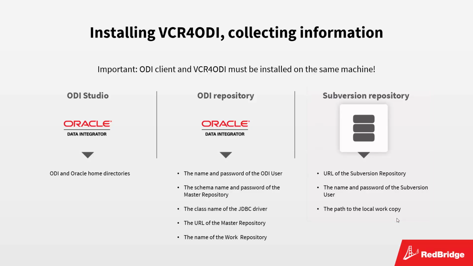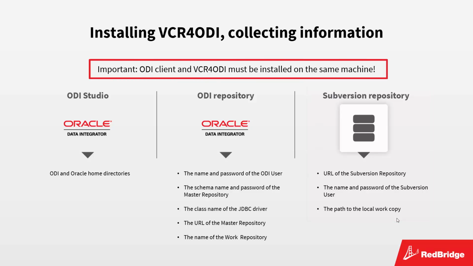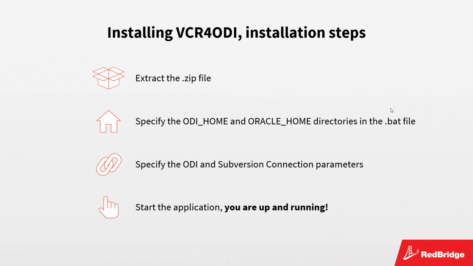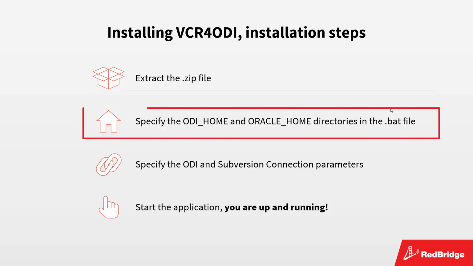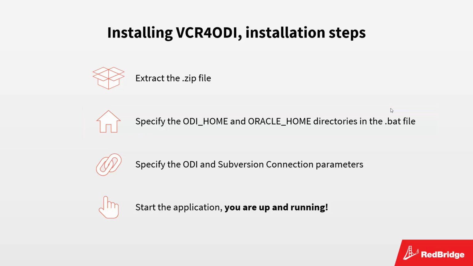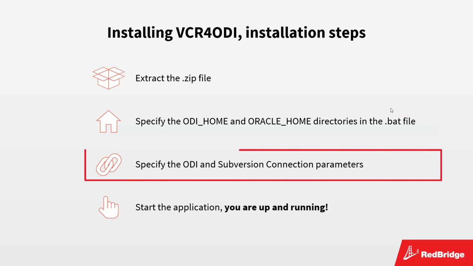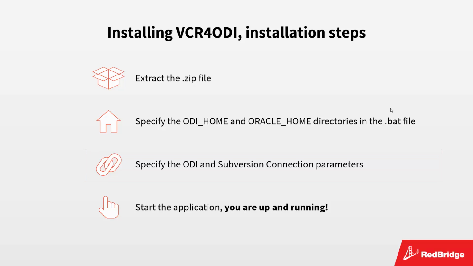Also important to know is that in order to run the VCR for ODI connector, ODI Studio, the client version of ODI, must be installed on the same workstation as the VCR for ODI client. The installation process consists of a few short steps. First, you need to extract the zip file and specify the value of the ODI Home and Oracle Home parameters in the execution file, and next you create a profile specifying the different parameters to establish the connection with ODI and Subversion. Start the application and you're ready to go.